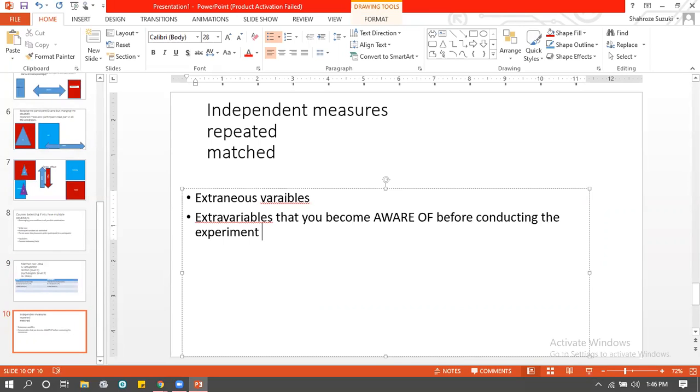Think of it this way, you're cooking the food, and right before you cook the food, you realize there's something off. Maybe I got the wrong powder, or there's grease in the pan from the previous dish and I need to wash it off. So these are variables that you become aware of before conducting the experiment, so you can control them, or you should control them. But what happens if you don't? There are some things that are not in your awareness and you only realize after you conducted it.